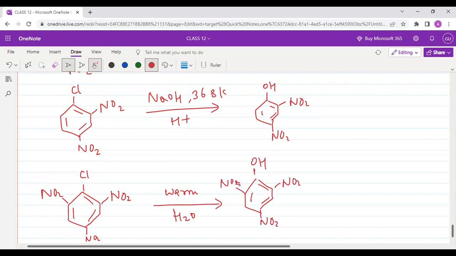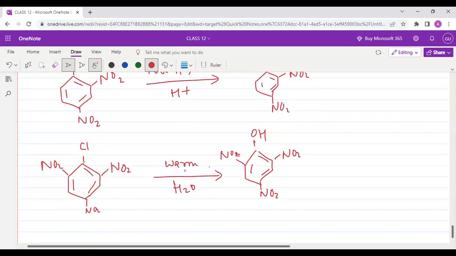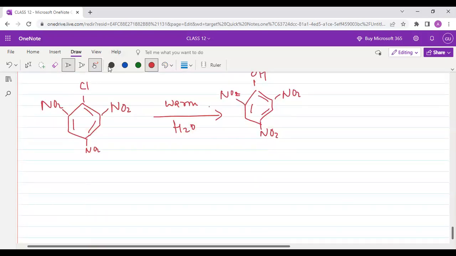So by increasing the number of electron withdrawing groups at ortho and para positions, the reactivity is getting increased, right? Can you observe? Yes, ma'am. Okay. So this was about nucleophilic substitution reactions.